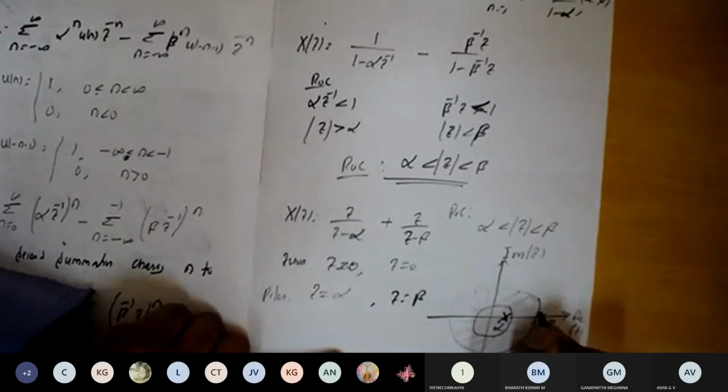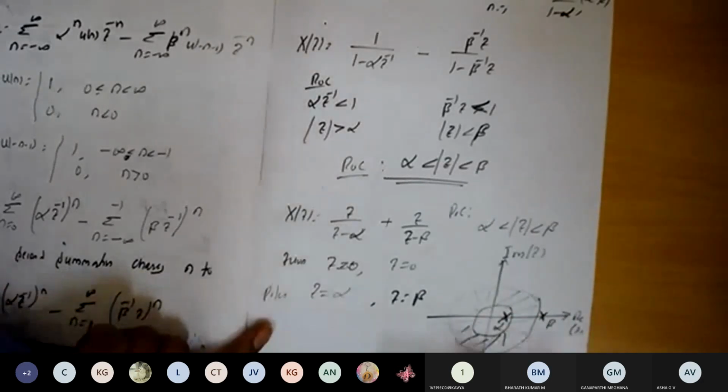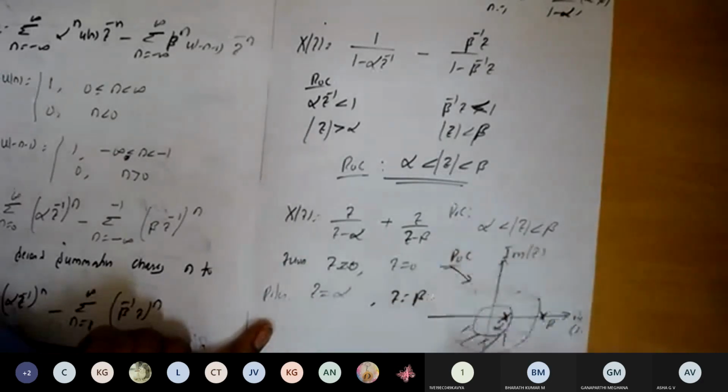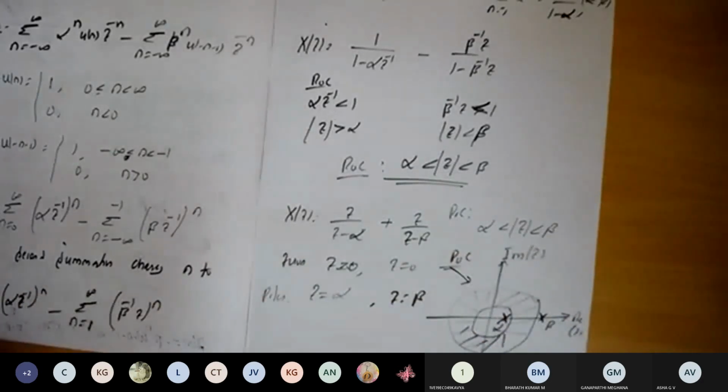Okay, so the location of poles I marked here, and this is the region of convergence, which we denote as ROC. Done.